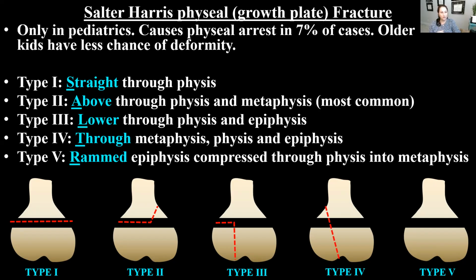Type 4 is an angle. It goes through the metaphysis, the physis, and the epiphysis. And then type 5 is rammed, where you actually have the growth plate get smashed up into the bone.